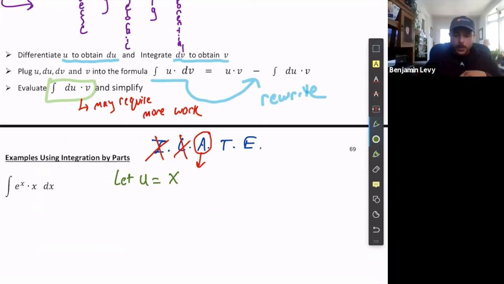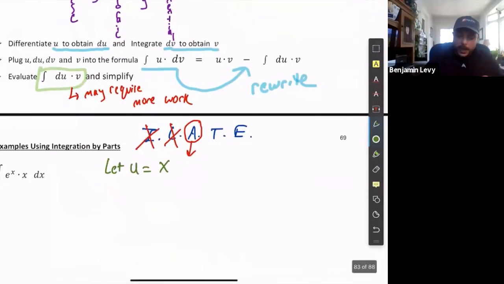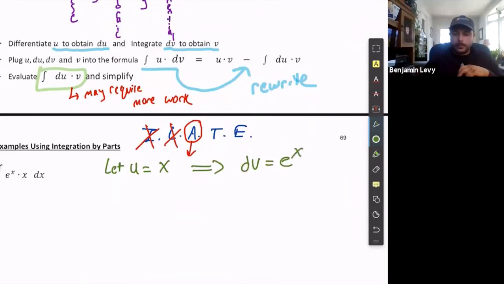Okay, so we pick u, and as I mentioned up here, dv is just whatever is left. And so if u is x, that automatically implies that dv is e to the x. Okay? And now we're on the bullet point that's right at the top of the page here. We're going to differentiate u and integrate dv. And so from here to here, we'll differentiate. And so du equals 1. And then we integrate dv.